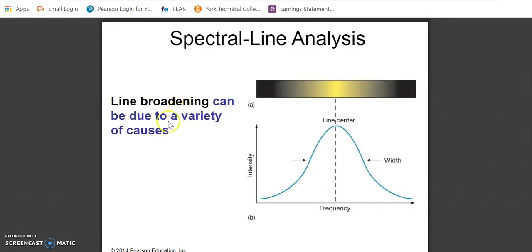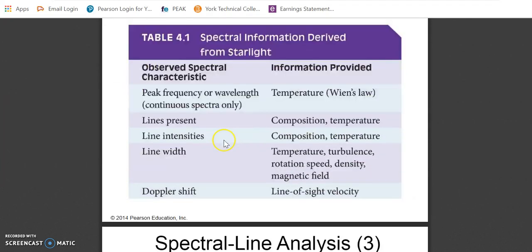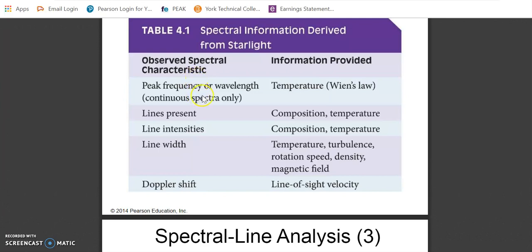So this is another thing to consider when you're looking at spectral analysis: there are different things that can cause the spectral lines to widen. So you can just read this list here. Temperature, turbulence, rotational speed, density, and magnetic field can all cause the lines to widen.